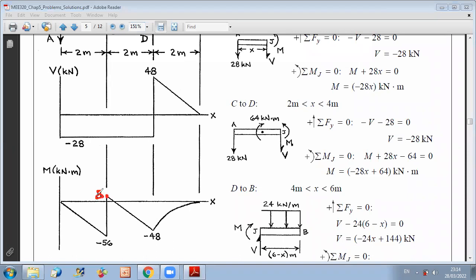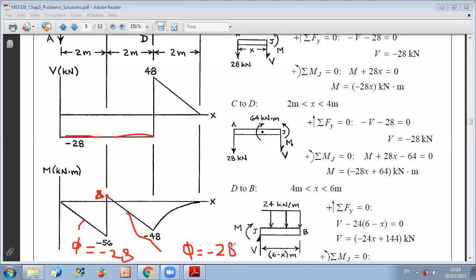And then from C to D, the profile will have the same slope, because before C and after C the shear is not changing. Here the slope was equal to minus 28, and it will remain equal to minus 28. So you just have the jump at point C, and after this the profile will continue to be linearly decreasing at a slope of 28.